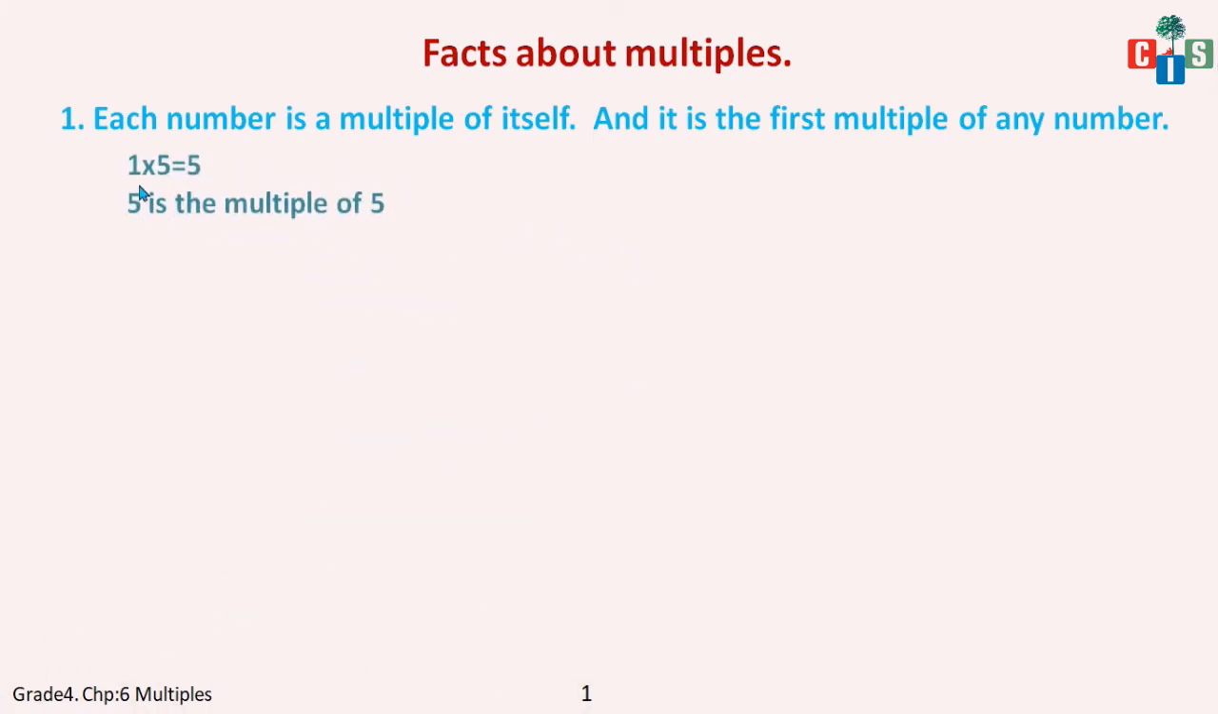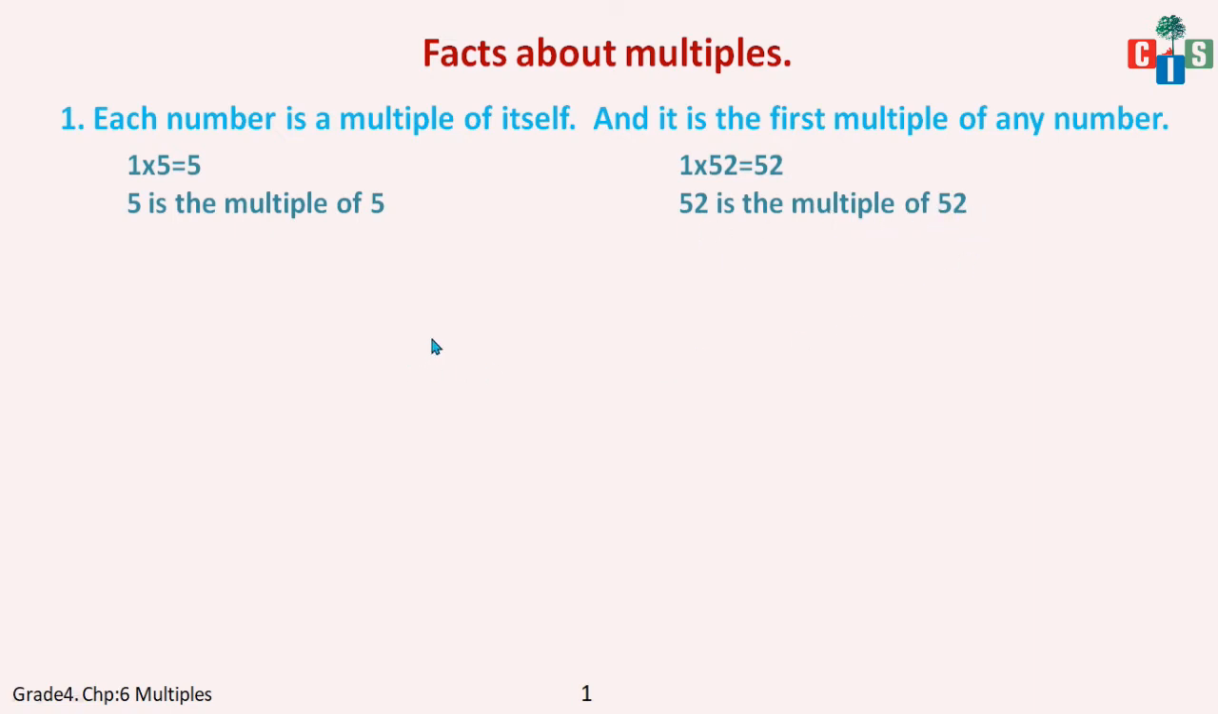Let's take 5. So 5, 1 multiplied by 5 will be 5. That is 5 is the multiple of 5. Each number is the multiple of itself. 5 खुद का multiple है. Yes, and it is the first multiple. Okay, because 5 का table 5 से ही शुरू होगा. Let's take other example. 1 multiplied by 52 will be 52. So 52 is the first multiple of 52. And each number 52 का multiple 52 होगा ही.